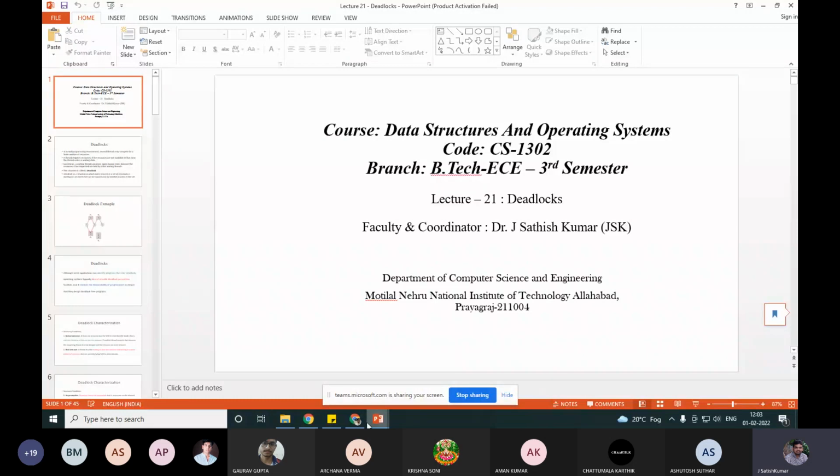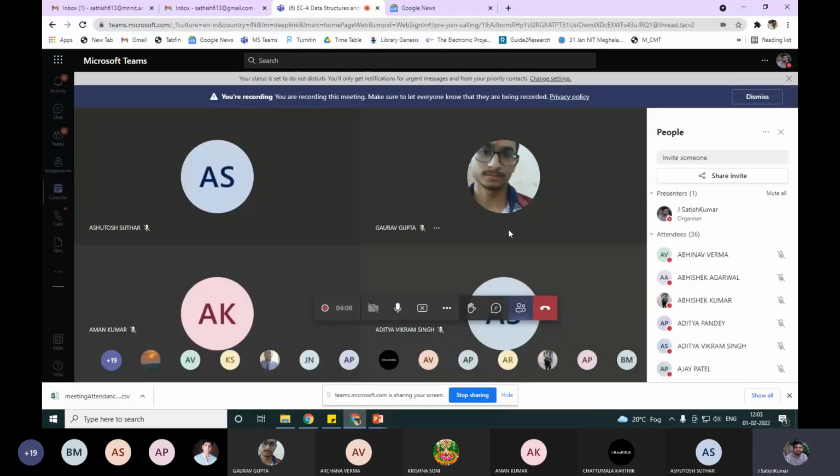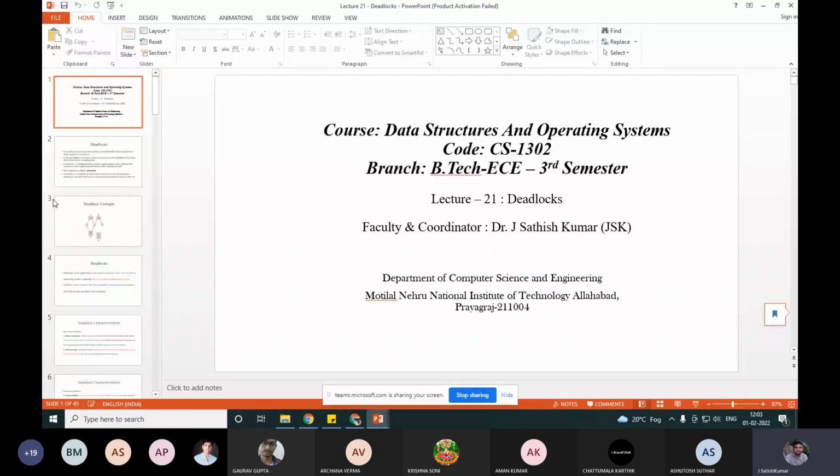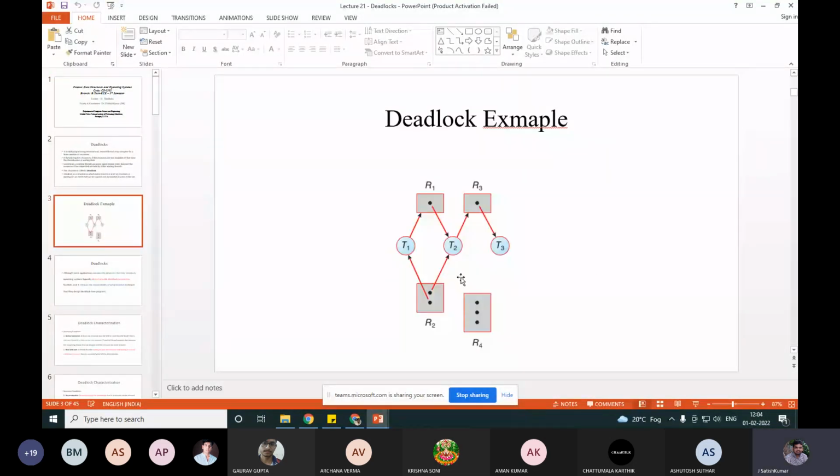Okay, let us start today's class. In the previous class, we discussed deadlocks. I'll just go through it for 2 minutes and we will get back to today's class. Whenever a process is holding one resource and requesting another resource that is held by another process, and you detect a cycle, there are good chances that a deadlock is happening.